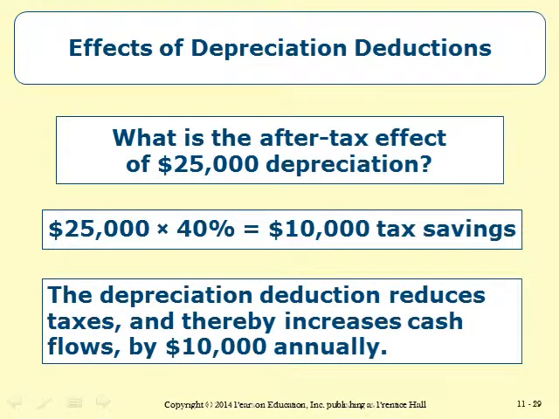In contrast, we compute the after-tax effects of depreciation by multiplying the tax deduction of $25,000 by the tax rate itself, or $25,000 times 0.4, which is equal to $10,000. Note that this is a cash inflow, because it is a decrease in the tax payment. Without the depreciation deduction, taxes would be higher by $10,000 annually. The total cash effect of depreciation is only the tax savings effect. The depreciation deduction reduces taxes and thereby increases cash flows by $10,000 annually.